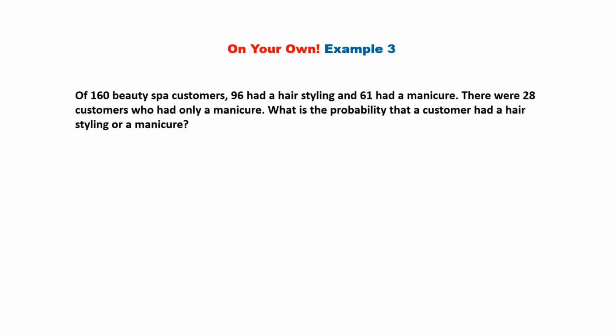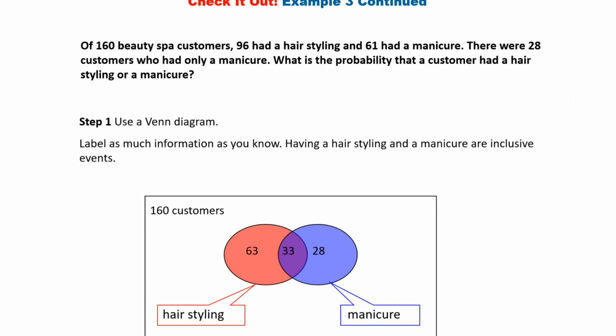All right, so let's think about all the information. The first thing we want to do, again, is use a Venn diagram. Let's fill in as much information as we can. It says that there were 28 customers who had only a manicure, so we're going to put that in this section right here. Now I know that there were 61 manicures in all. So 61 minus 28 is 33. So I know in this other pile I have to have 33.